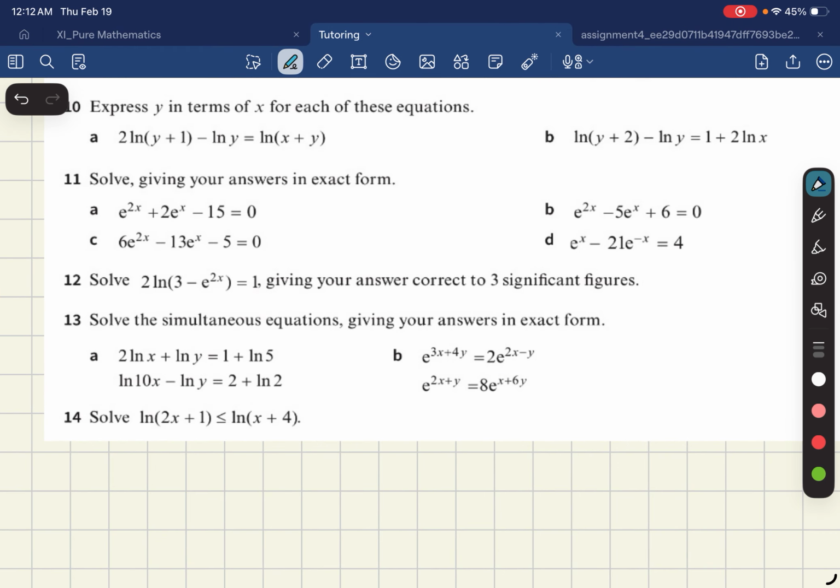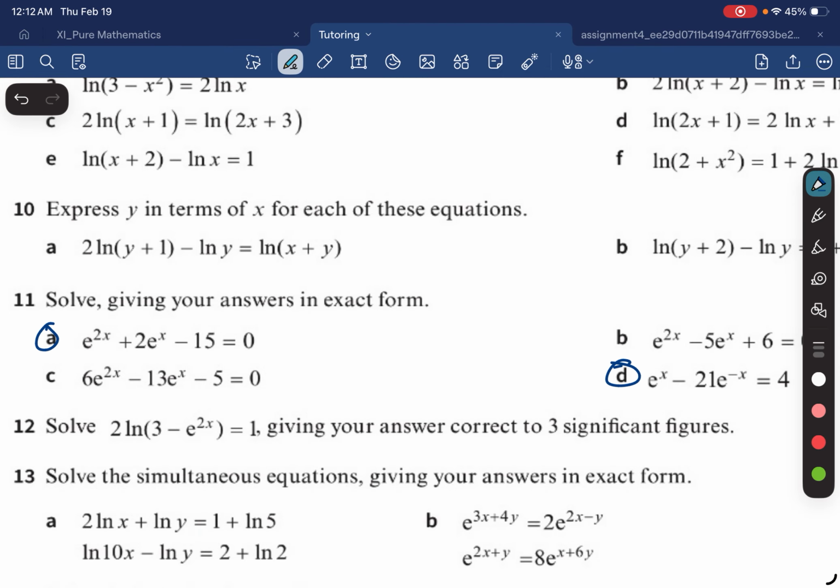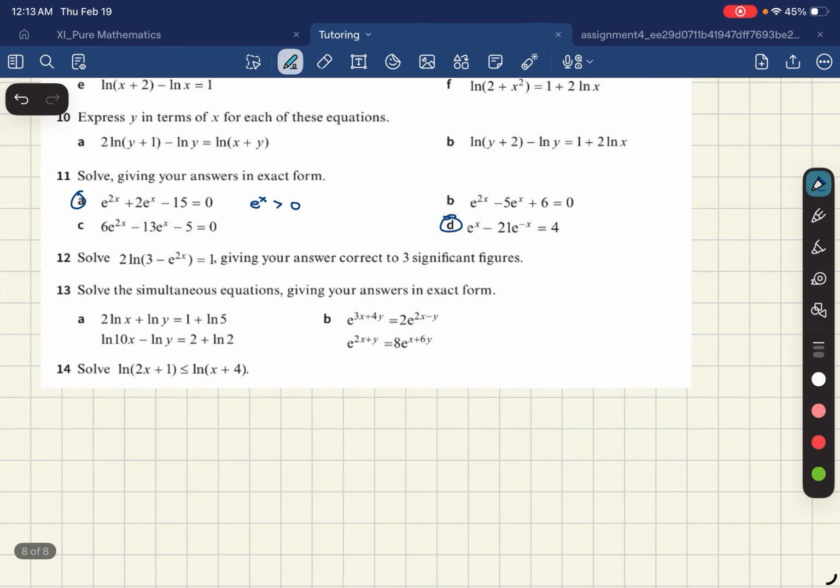And now we'll do A and D. So remember, e to the power x is always bigger than 0. So when we solve the quadratic equation, and we are going to be solving quadratic equations here, we don't want to have negative values as our answers for e to the power x. So that is something to keep in mind.